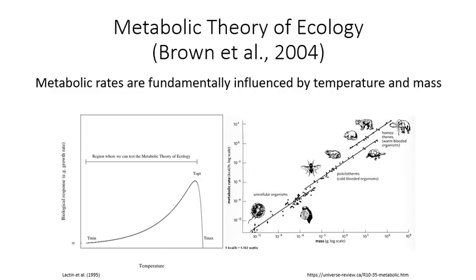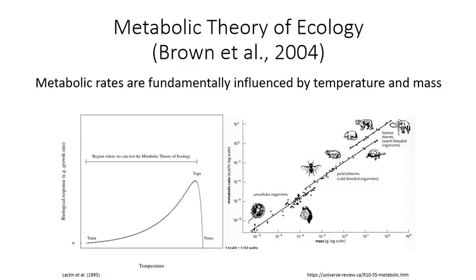So I want to leave you with something that affects all metabolisms on this planet. It's called the metabolic theory of ecology. So metabolic rates are fundamentally influenced by both temperature and mass. Most chemical reactions, including those involved in metabolism, don't just happen spontaneously because there's an energetic threshold called the activation energy. As the temperature increases, there is more energy available to overcome that energetic threshold, and hence the reactions develop at an exponentially faster rate until you exceed the thermal tolerance of the enzymes and the organism involved.